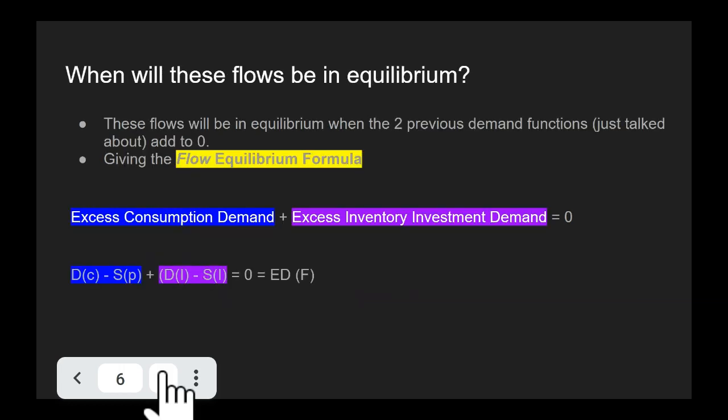When will these flows be in equilibrium? Well, they'll be in equilibrium when the sum of those two equations equals 0. The sum of those two is then titled the flow equilibrium formula. So the flow equilibrium formula equals excess consumption demand plus excess inventory investment demand. And when that equals 0, then you have flow equilibrium.